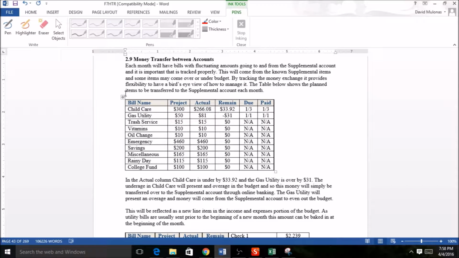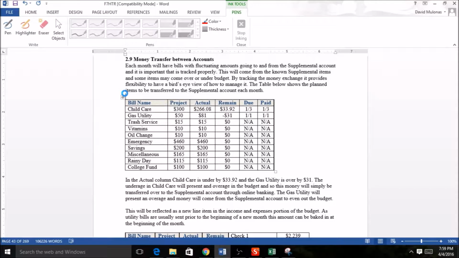Thanks for joining. We just finished section 2.8, closing down a month. We looked at some scenarios of moving money around to cover bills that came in over the projected amount and how to balance them out with money that wasn't used in other projected items. This leads us into section 2.9, money transfer between accounts.